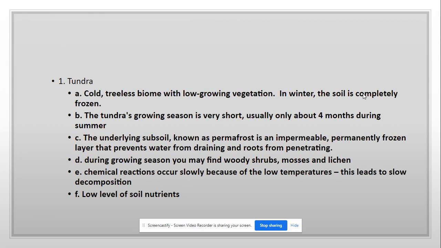During the growing season, you may find woody shrubs, mosses, and lichens, but chemical reactions in this climate tend to occur very slowly because of the low temperatures, so this usually leads to very slow decomposition, and very low levels of soil nutrients. So we don't get forest-like ecosystems in the tundra because of the lack of nutrients, lack of decomposition, and cold.